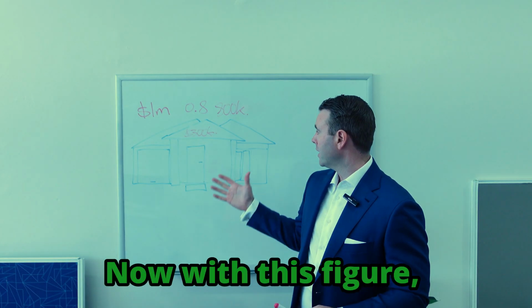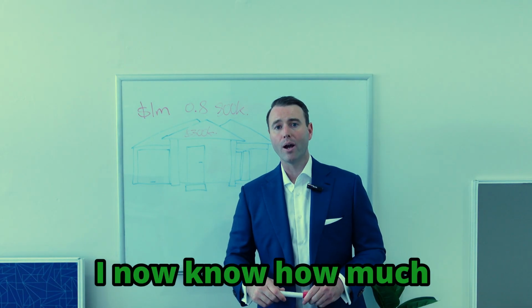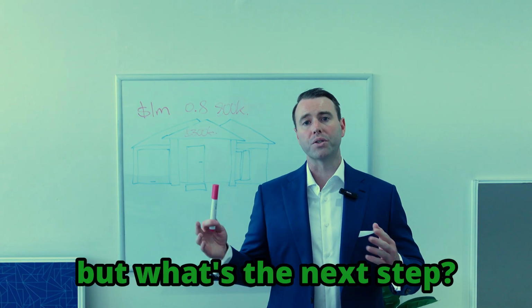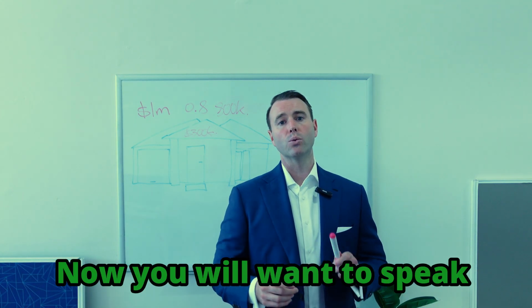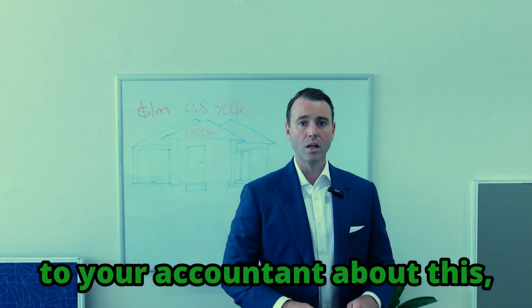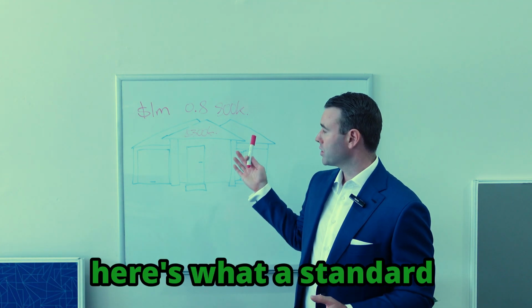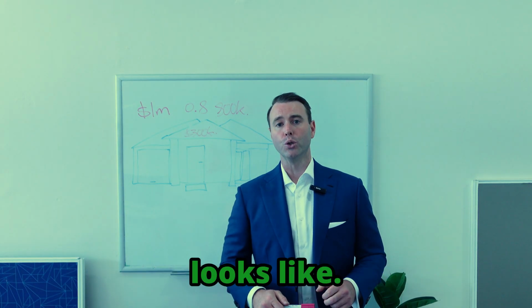Now, with this figure, it's like, okay, well, that's all well and good. I now know how much available equity I have, but what's the next step? Well, basically, it's about structuring the loan correctly. Now, you will want to speak to your accountant about this, but just for simplicity's sake, here's what a standard investment loan structure looks like.